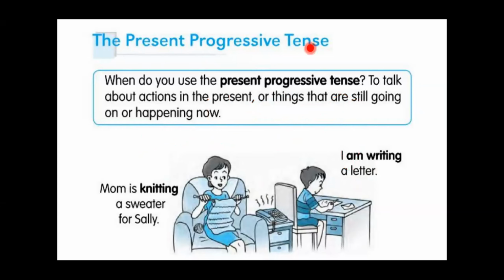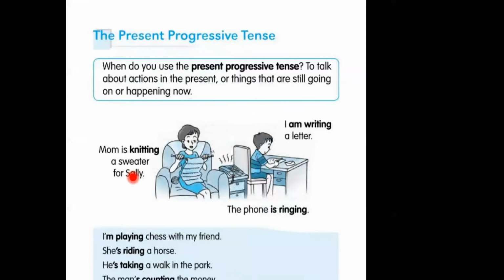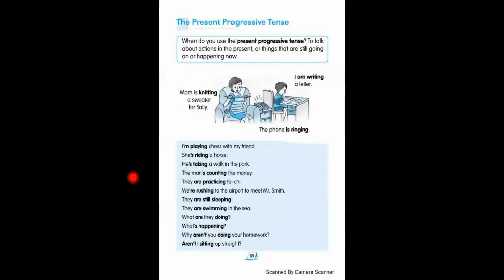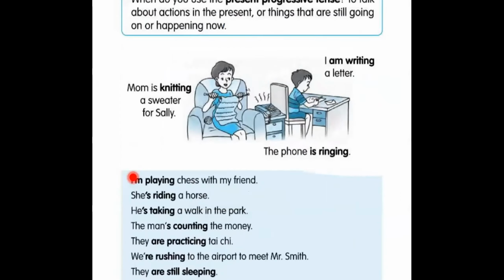Okay, and along with present progressive tense, which helping verb did we add? Which helping verb did we add? Am, is, are. So these are the helping verbs we have used along with the verb, okay? Yes, are you getting what I'm saying?